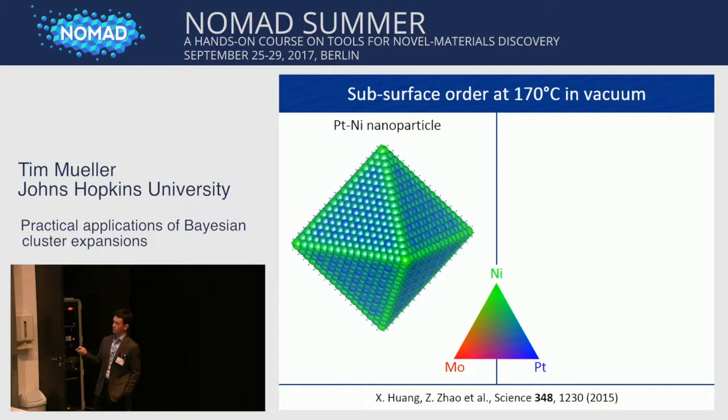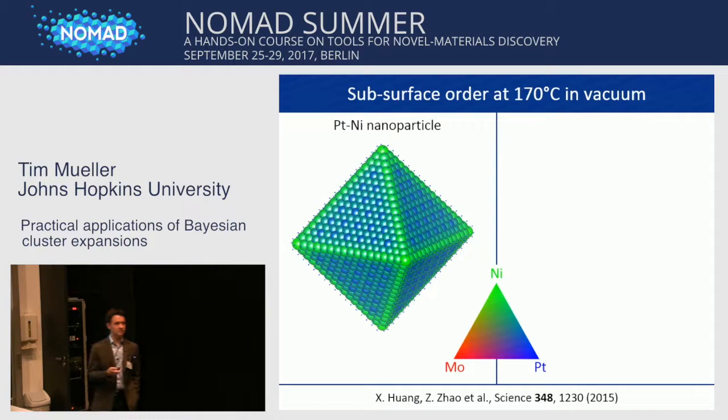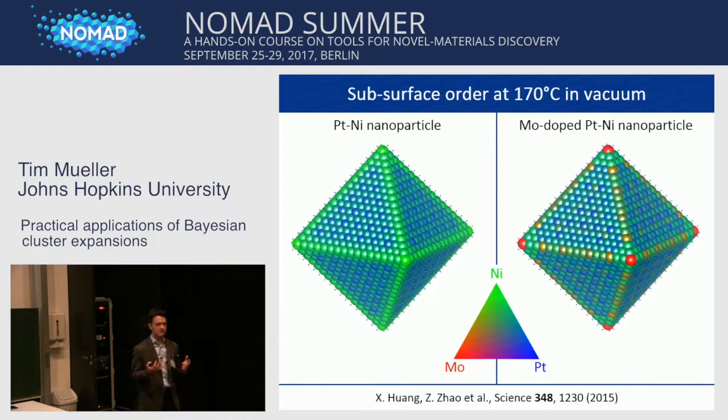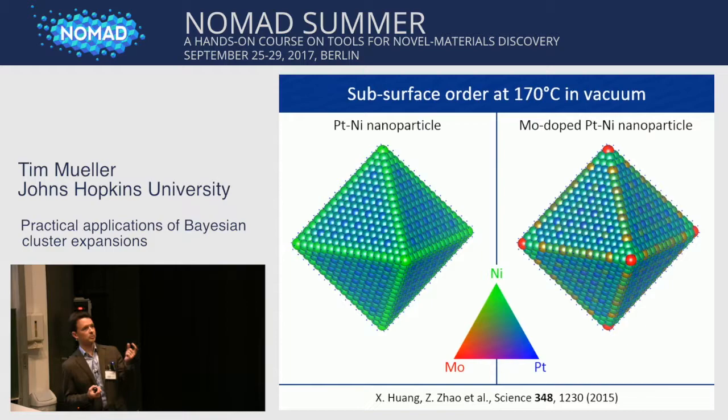If I add some molybdenum to this, and this is in vacuum, I get this. The molybdenum goes to the second layer along the edges and vertices of the particles. It is strongly attracted to the edges and vertices. The reason we think this is because molybdenum is much larger than these other atoms, and so here's where it can relieve the strain the most easily, these relatively low coordinated sites.